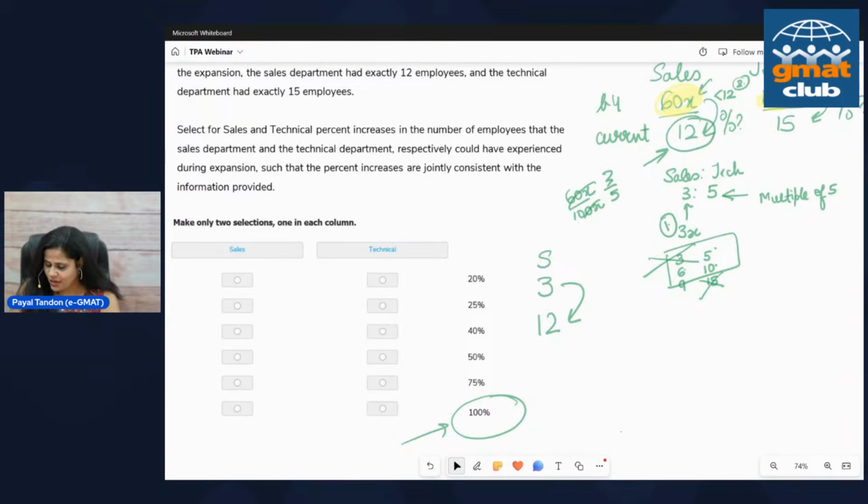So the only combination that seems to be possible is sales equal to 6 going to 12, which is a 100% increase. Now let's see, if sales is 6, then tech will be 10 going to 15, and that is a 50% increase. So you have this as the answer.